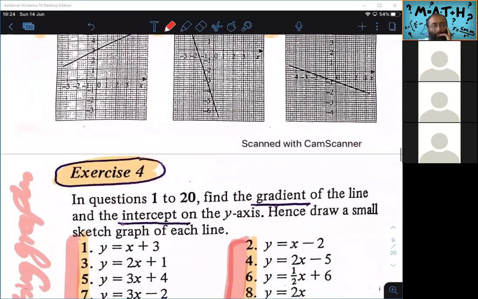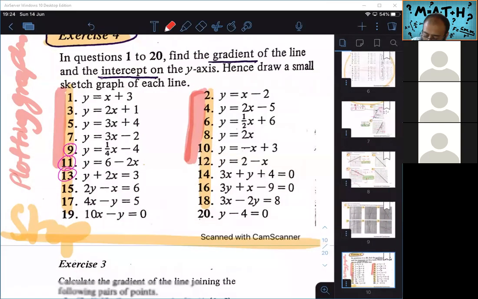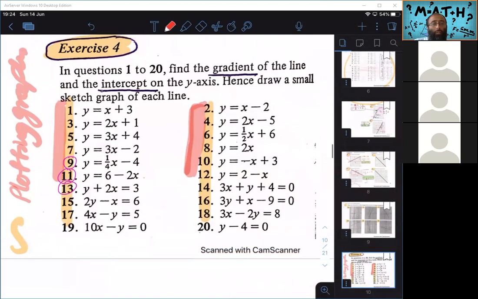Right, here comes the next exercise. Exercise 4, this is a homework exercise. Let's see who's feeling brave with this one today. Give me a second while I put a page in there. Okay, right. Exercise number 4. So Eliza, explain to the class what we were doing here. You've got to find the gradient and the intercept for each question.